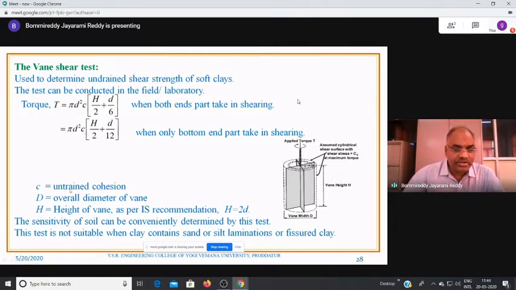So C is the undrained cohesion, not drained, undrained, U-N-D-R-A-I-N-E-D, undrained cohesion. D is the overall diameter of the vane, H the height of the vane. And normally, as per IS, the height will be equal to 2 times the diameter. In this particular test, you need to understand it is used only for soft clays. And remember this formula for computing the cohesion.